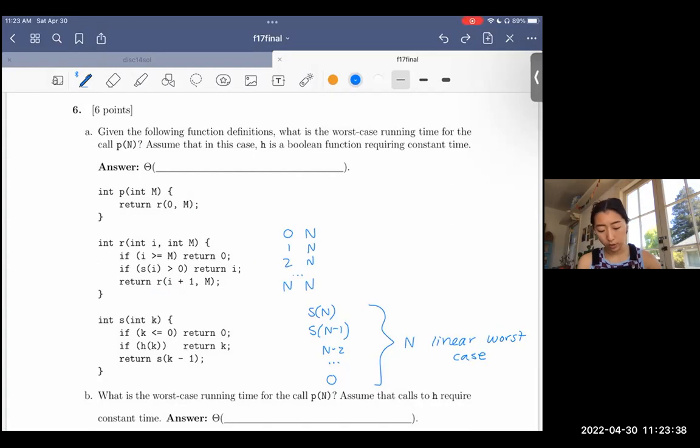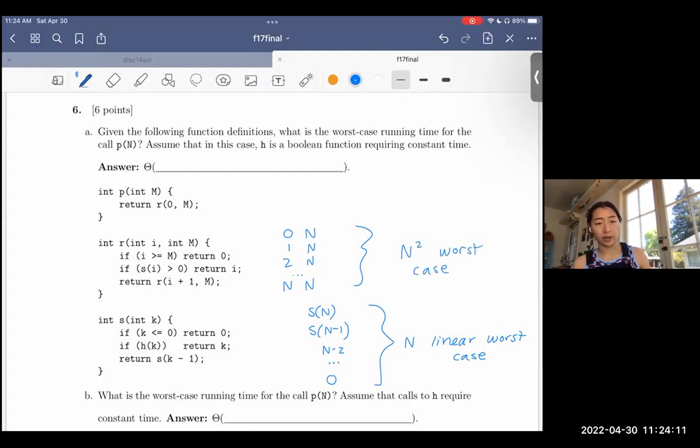Well, in one call, we first analyze a comparison, which is constant. And then we have to analyze this S of I line, right? And we saw that in the worst case, S itself is linear. And so we're doing a linear amount of work on every call. So we have N calls, N recursive layers. At each layer, we do N work. And so the total work done here is N squared in the worst case again.